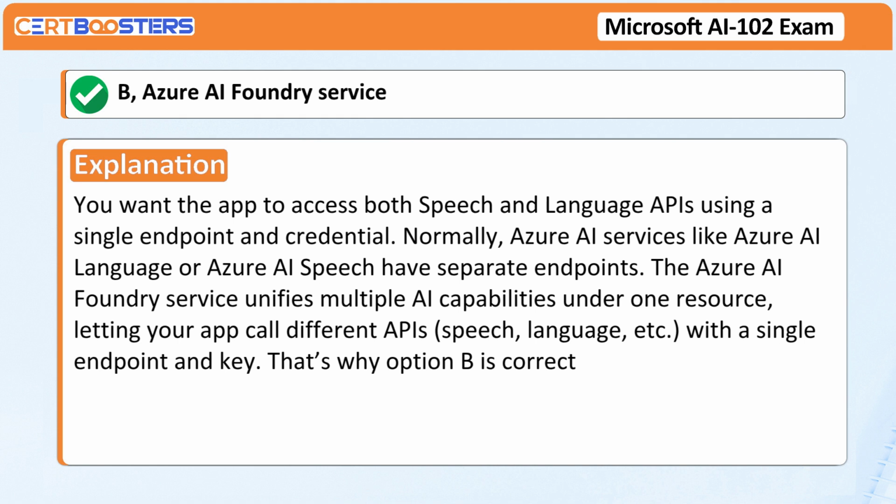Explanation: you want the app to access both speech and language APIs using a single endpoint and credential. Normally, Azure AI services like Azure AI Language or Azure AI Speech have separate endpoints. The Azure AI Foundry service unifies multiple AI capabilities under one resource, letting your app call different APIs, speech, language, etc., with a single endpoint and key. That's why option B is correct.